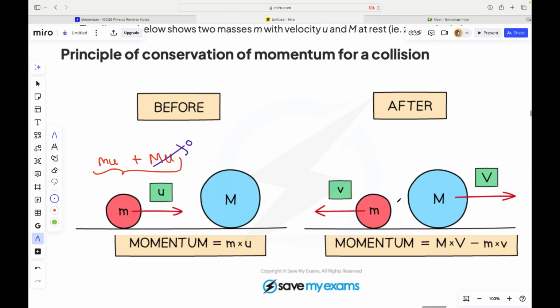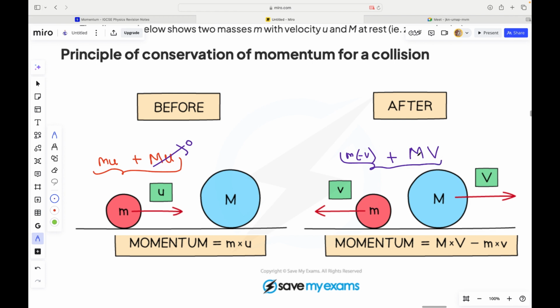Okay, after collision, that's after impact, this one will be a positive u because it's still going in the direction the original one was going. But this one will be minus. So it will be small m times negative v, because it's going in the opposite direction, this way, plus the big M multiplied by big V. This one is going in the normal direction, so it does not have a negative. So this is the total momentum after collision.